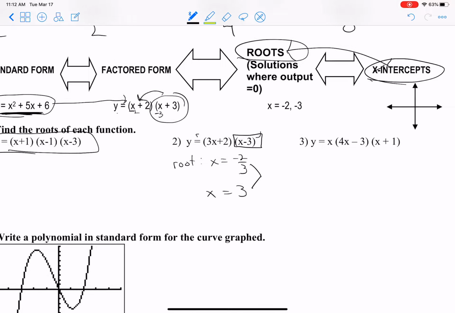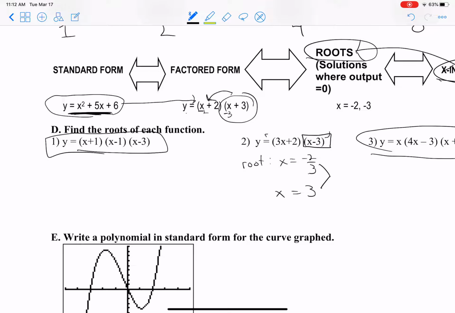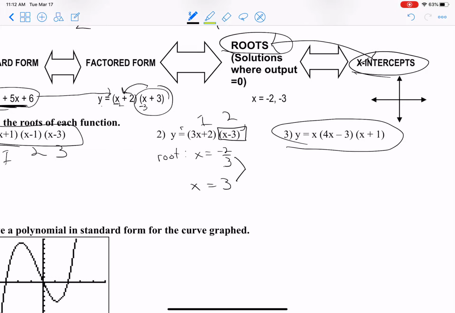Okay? I'm not going to do this third one because I just showed you how to do it. But this one, notice that this has 1, 2, 3 x-intercepts. This has 1, 2 x-intercepts. It matches with the number of factors. This has 1, 2, 3 different x-intercepts. All right?